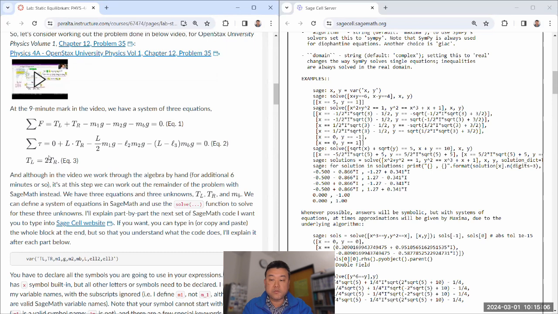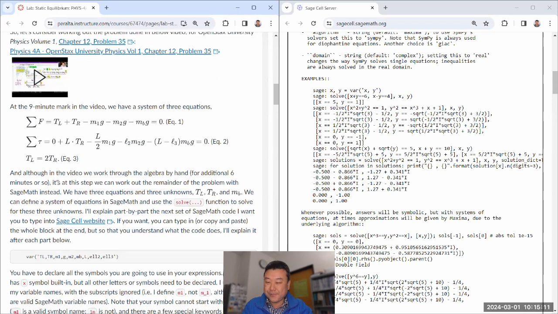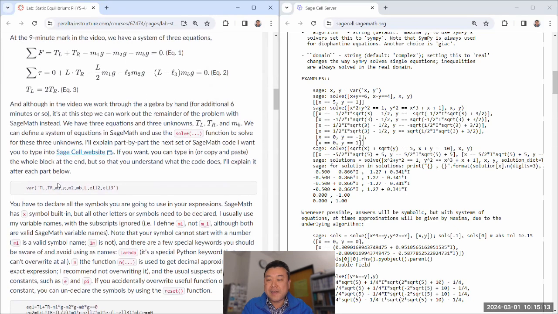We have a system of 3 equations, and now we'll solve for it. So at the 9-minute mark in the video, we have a system of 3 equations, which I'm not going to say out loud because that'll take long. And although in the video we work through the algebra by hand for some additional time, it's at this step we can work out the remainder of the problem with SageMath instead.